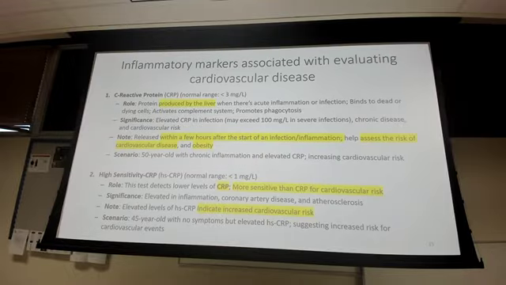All right, inflammatory markers associated, we're about halfway through, y'all. Inflammatory markers associated with elevating cardiovascular disease. C-reactive protein, this is produced by the liver within a few hours after the start of an infection or inflammation. This helps assess the risk of cardiovascular disease and obesity. Then you have your high sensitivity CRP. This is more sensitive than CRP for cardiovascular risk. But CRP is what you're going to see more than the high sensitivity CRP.